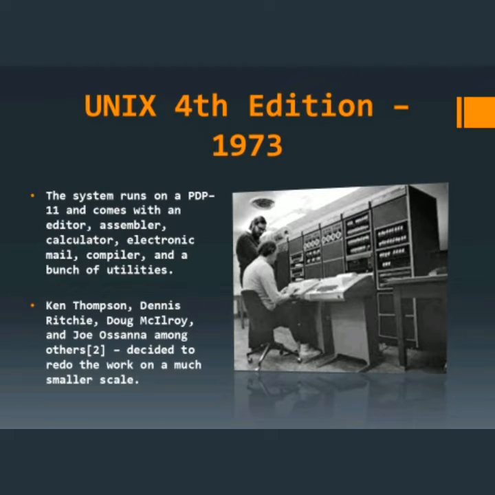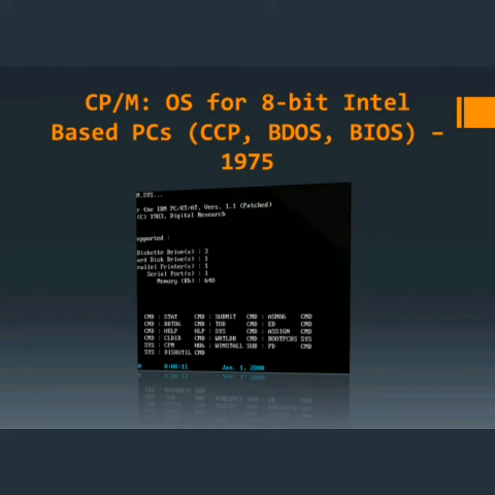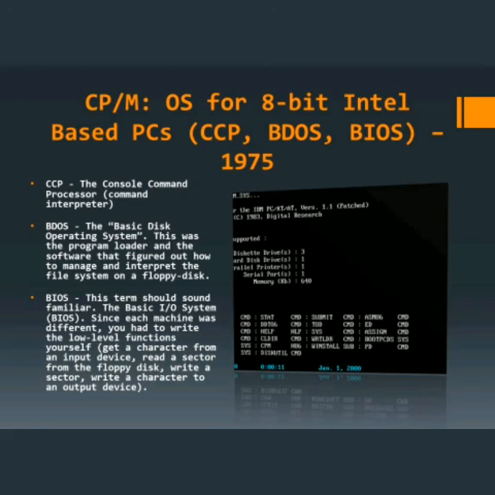The system runs on a PDP-11 and comes with an editor, assembler, calculator, electronic mail, compiler, and a bunch of utilities. Ken Thompson, Dennis Ritchie, Doug McIlroy, and Joe Ossanna, among others, decided to redo the work on a much smaller scale. CP/M was an operating system that would theoretically run on a microcomputer if the machine-dependent parts were ported.